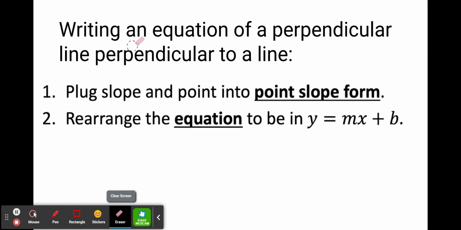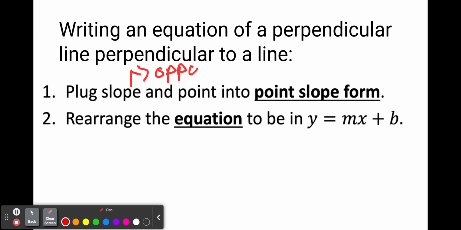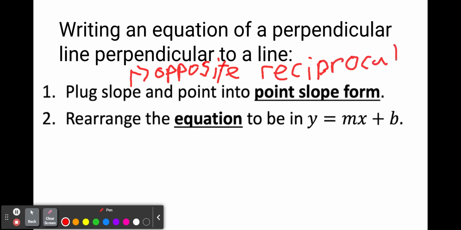So the steps for writing the equation of a line perpendicular to a line: your first step is to plug the slope and point into point slope form. And remember to plug in your opposite reciprocal slope. And then rearrange the equation to be in y equals mx plus b.